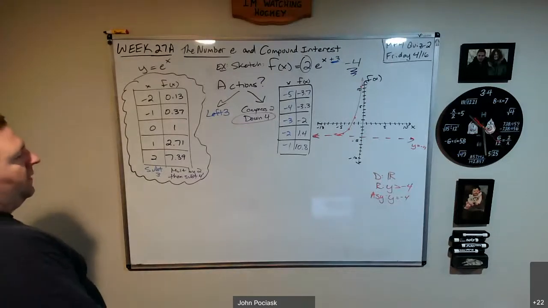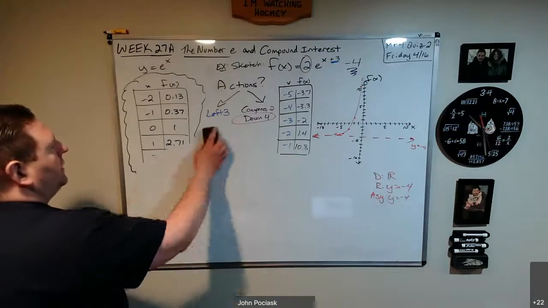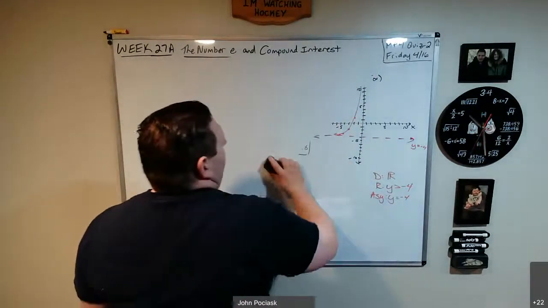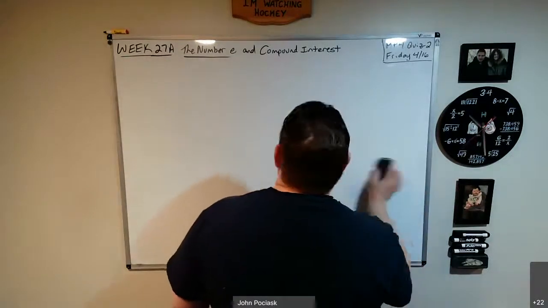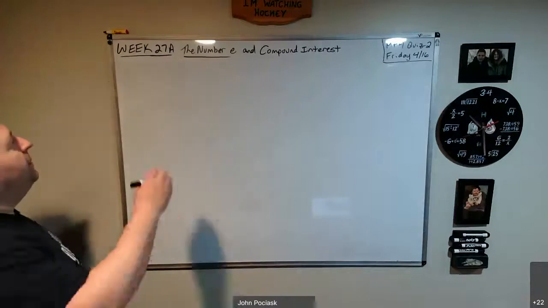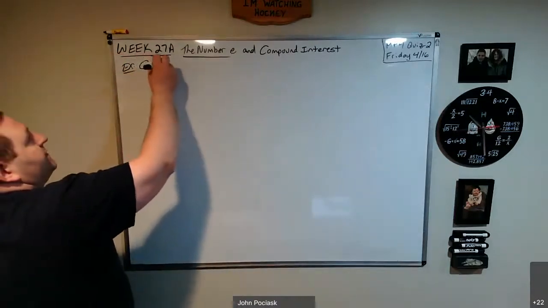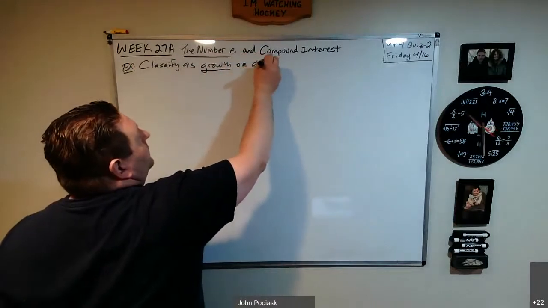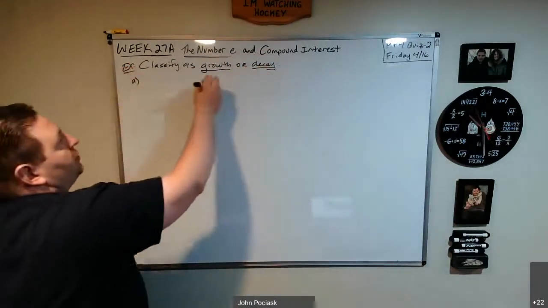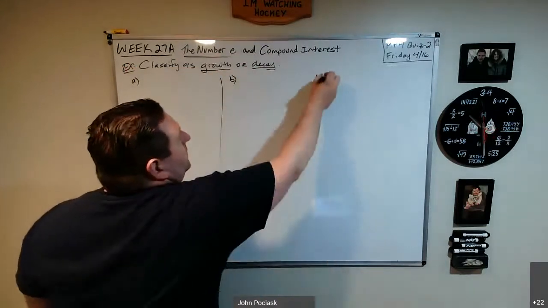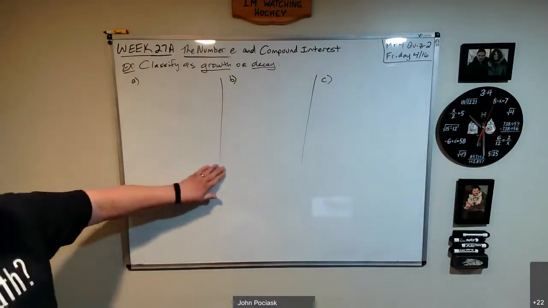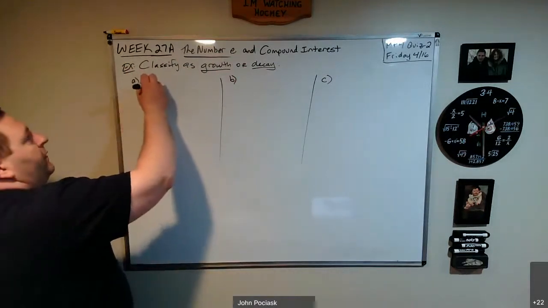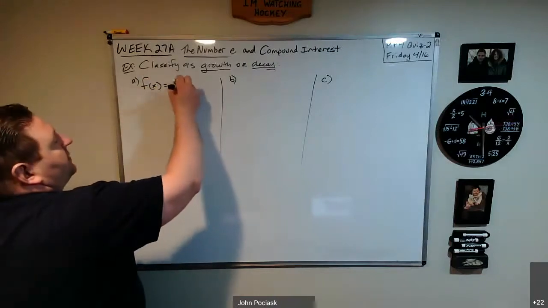Now your book likes to throw in, for some reason, some questions about classifying as growth or decay. I'm not sure you would know what to do with these, so we're just going to tackle a couple. I'm just going to put here classify as growth or decay. And we'll just do 3 problems real quick. These are not very long to do. So first one, f of x is equal to, let's do 1/2 times e to the 4x.